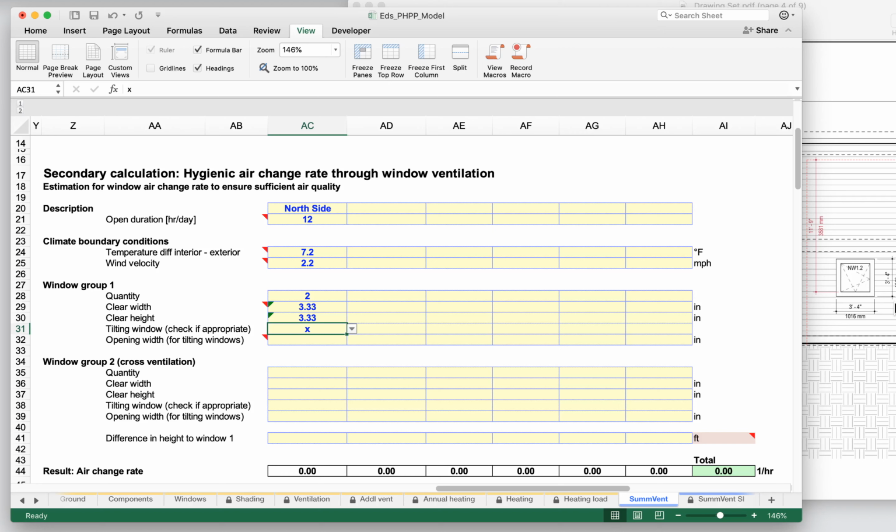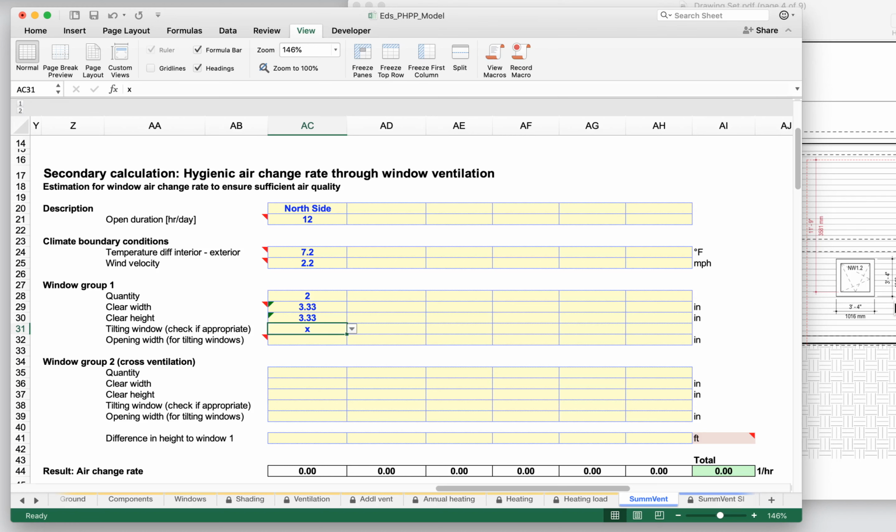And the next thing it's asking me is the opening width. Now, what does it mean by opening width? Well, what it wants to know is what's the minimum dimension when this window is open that air can flow through. What's the smallest dimension? What's the tightest, the most constricting dimension there when you open the window?